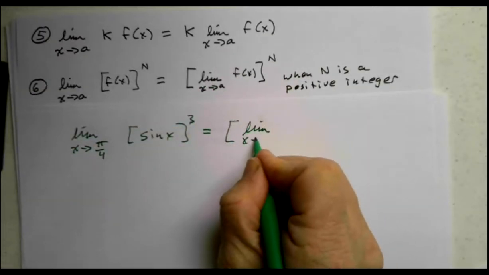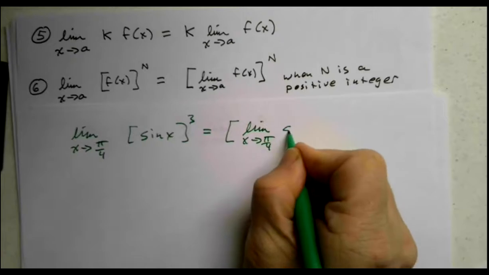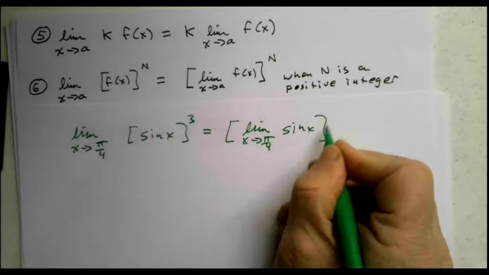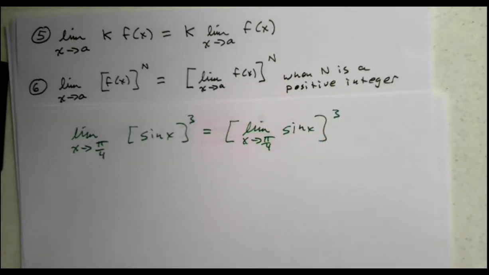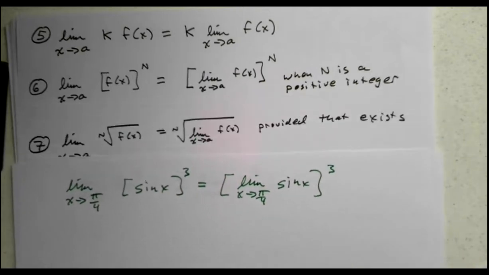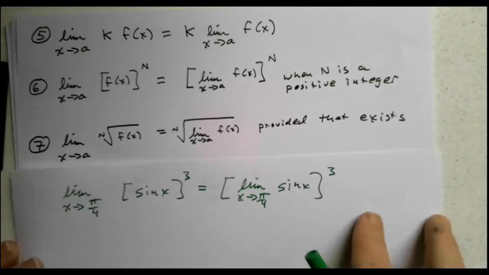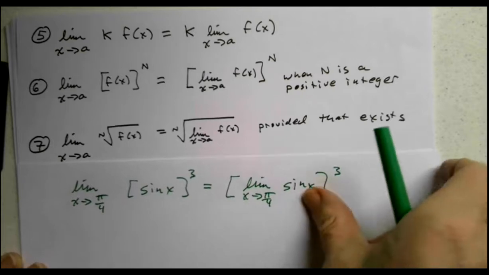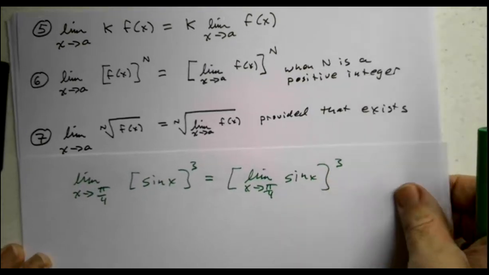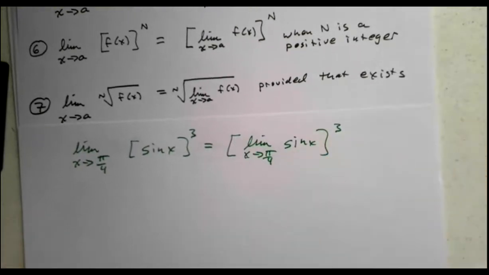So limit as x goes to pi over 4 of sine x, take that limit and raise that to the third power. Next, we have the same thing with square roots. Limit as x goes to a of the nth root of f of x is just behaving that same way. So what would an example of that be?